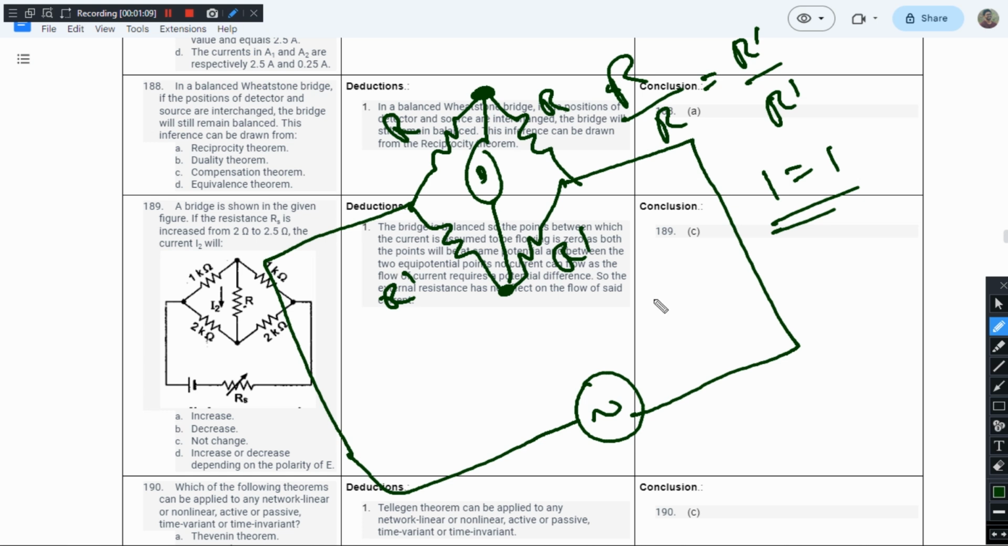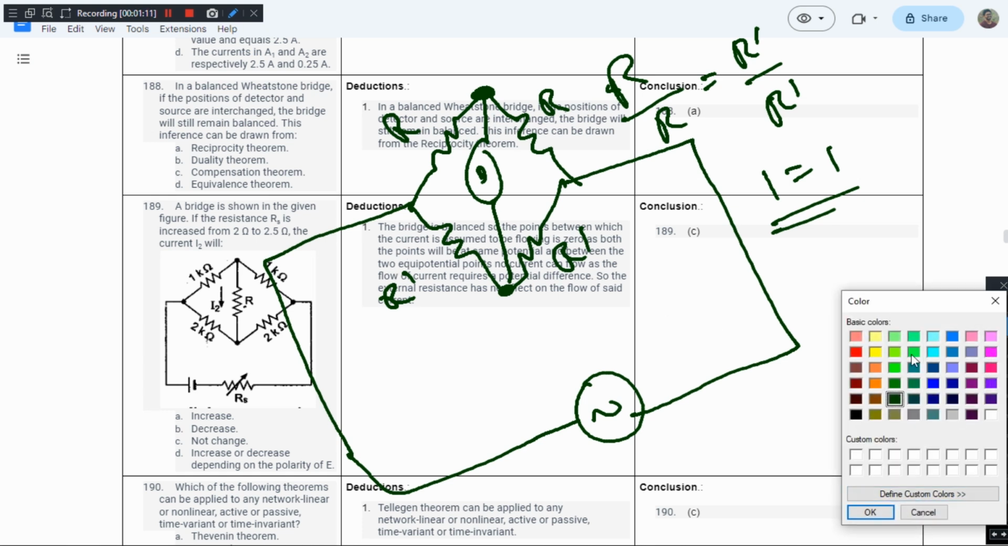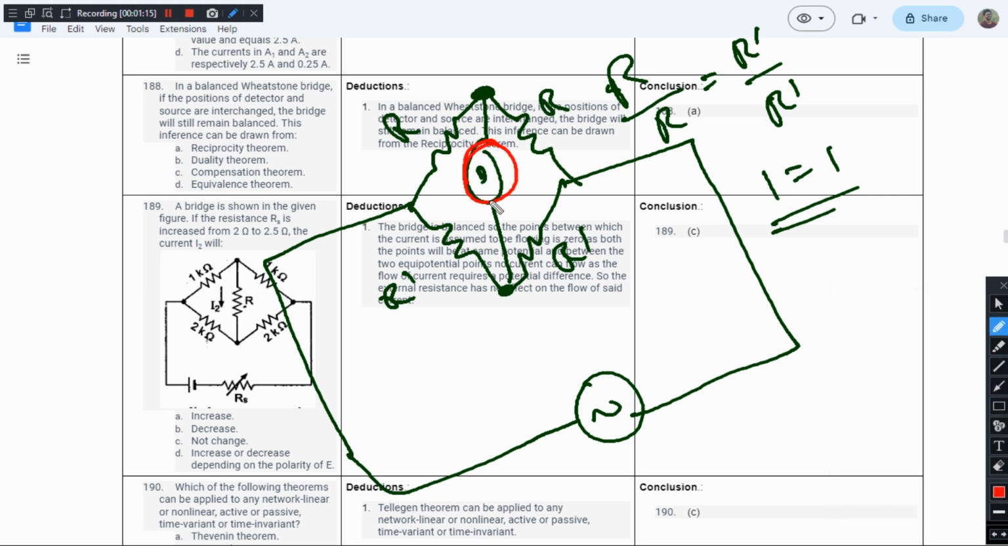And now they are saying that we are interchanging the position of source and detector. Now we put source here and a detector here. Since detector is connected between these two points, now the ratio R by R prime should be equal to R by R prime, which is actually same, right? Here R by R prime is equal to R by R prime, such that this bridge will still be balanced and the detector will still show zero deflection. So this is the inference we get from the reciprocity theorem.